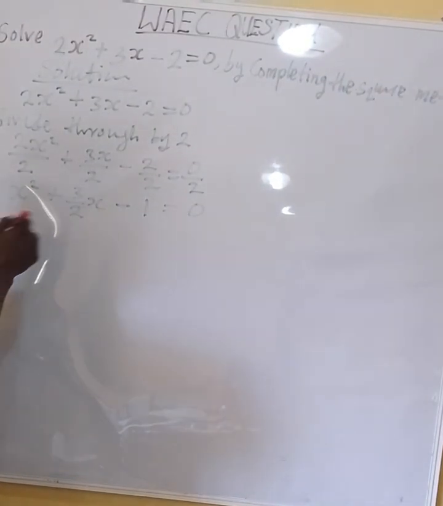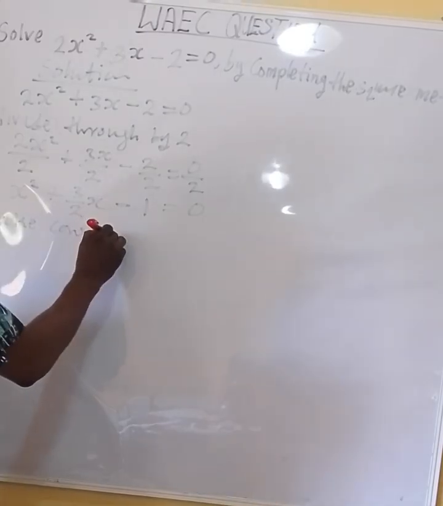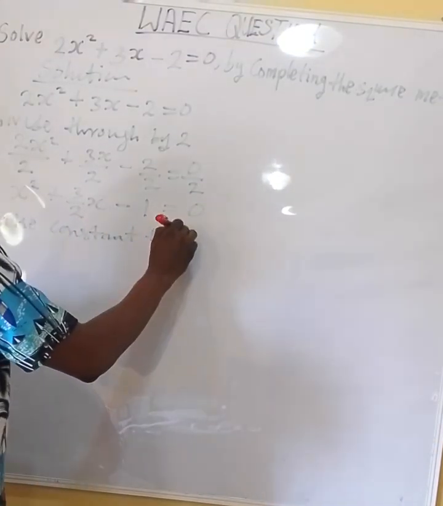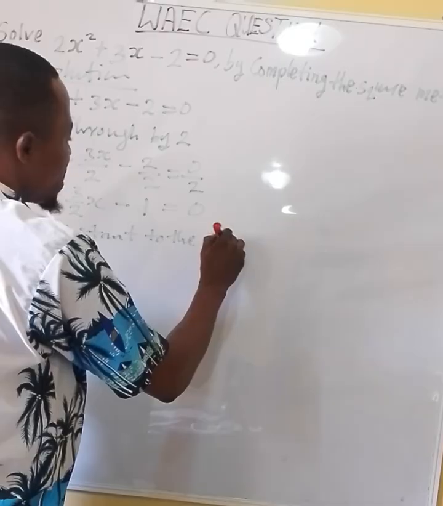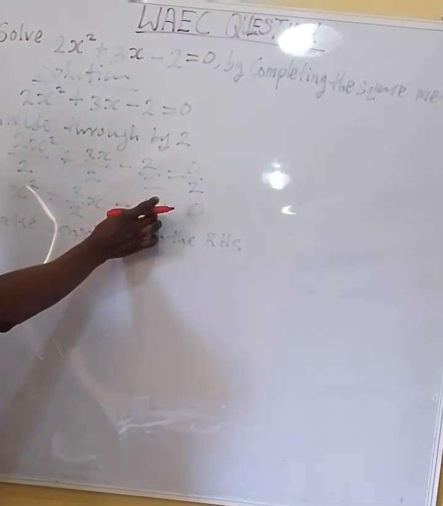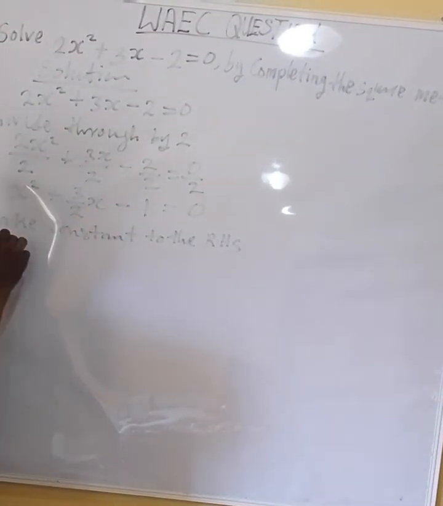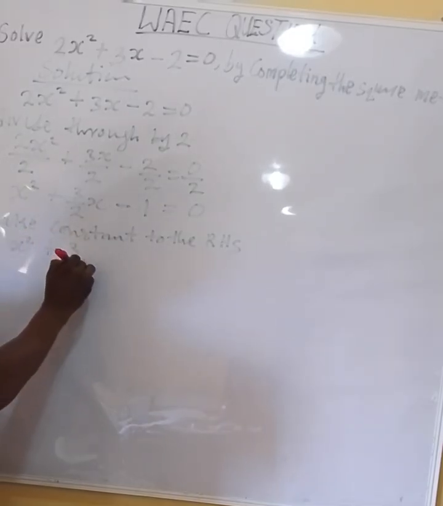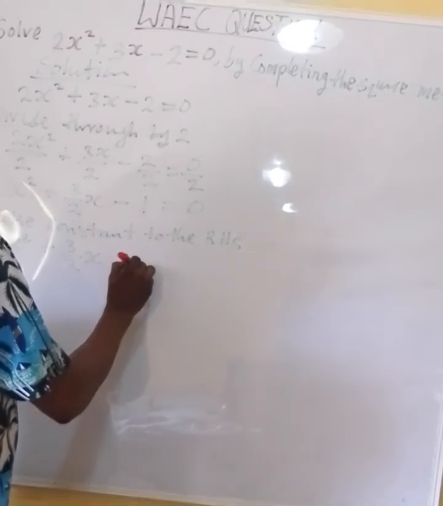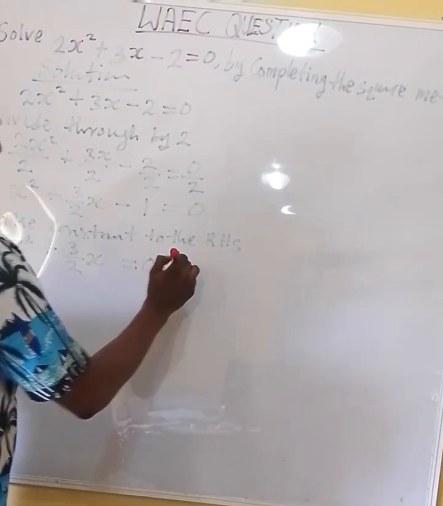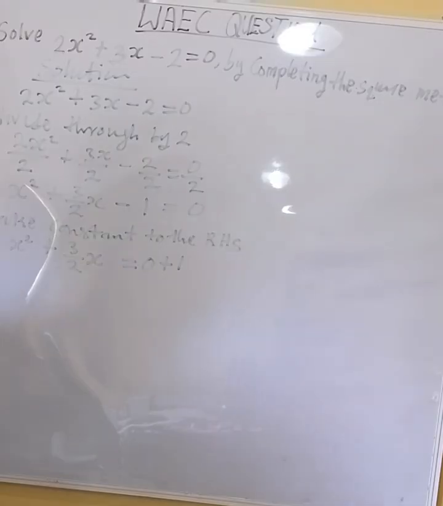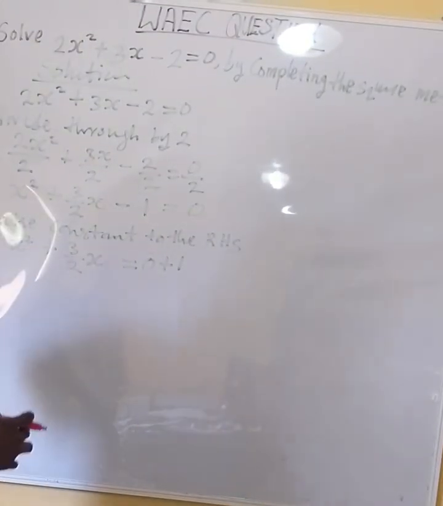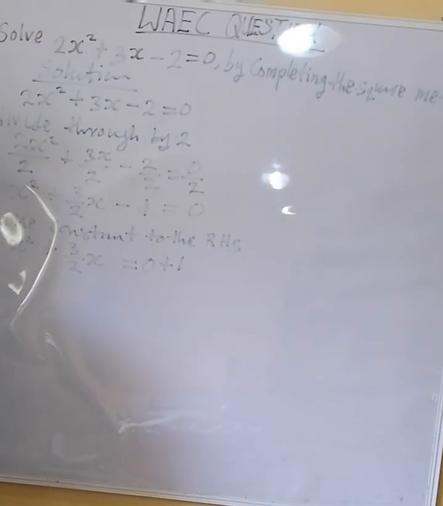The next step is we say take the constant to the right hand side. So this is our constant, and we are taking it to the other side. It will give us x squared plus 3 over 2 x equals 0 plus 1. Are we together? So from there we will move to the coefficient of x.